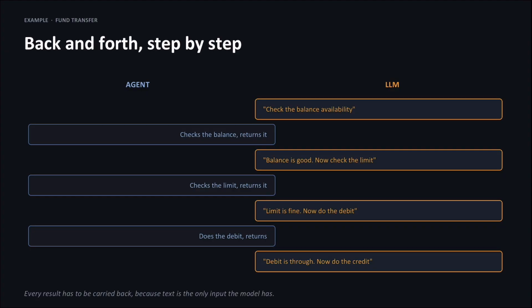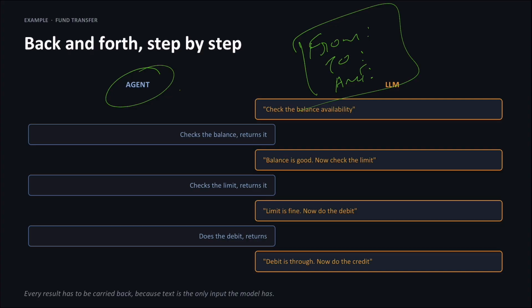Okay, so let's look at this example of fund transfer and how a loop works. As I mentioned, it's a hypothetical example. This is not exactly how it works, but it will give you a feel of how the agent and LLM interact, right? So let's look at our goal. Our goal is to do a fund transfer. There is a from account, a to account, and maybe some amount to be transferred. This is a goal which has been given to the agent.